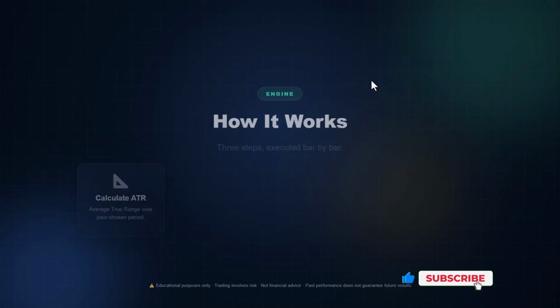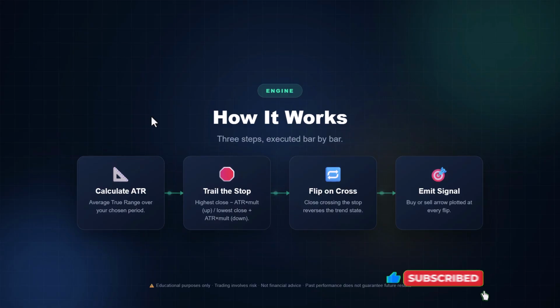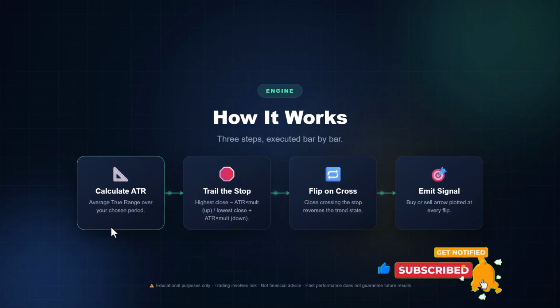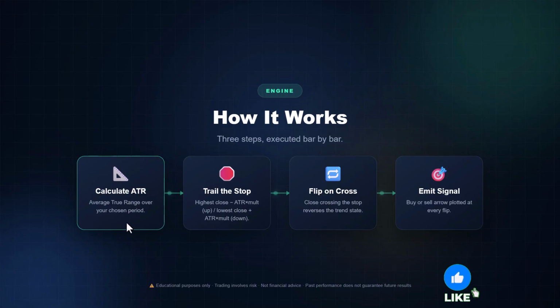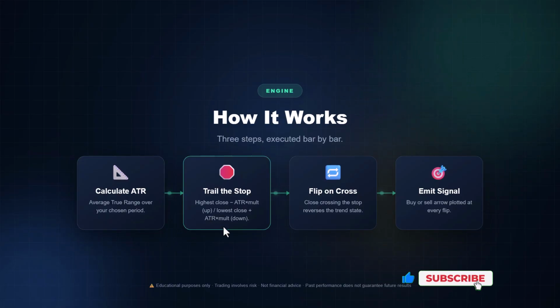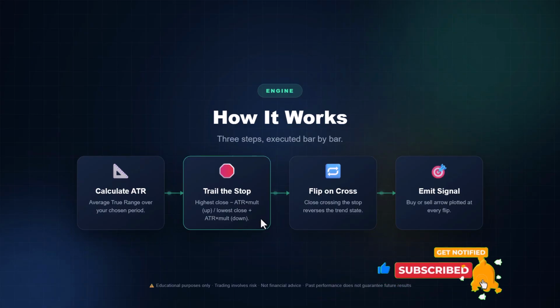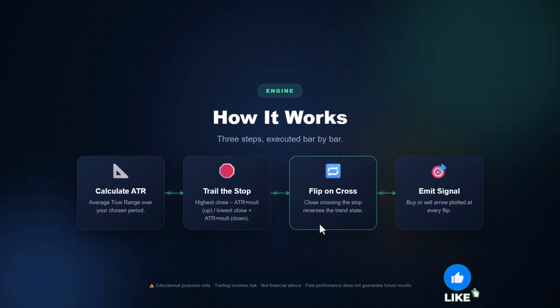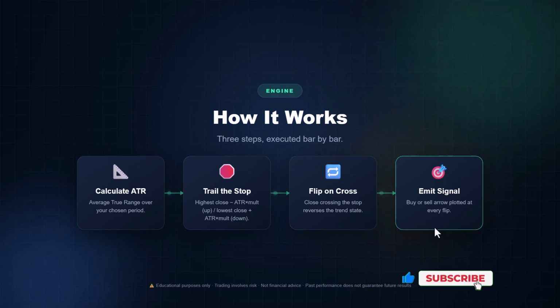The engine runs in 3 steps. First, it calculates ATR over your chosen period. Second, it maintains a trailing volatility stop positioned above price in an uptrend and below price in a downtrend. Third, when the close crosses the stop, the trend flips and a signal arrow appears.